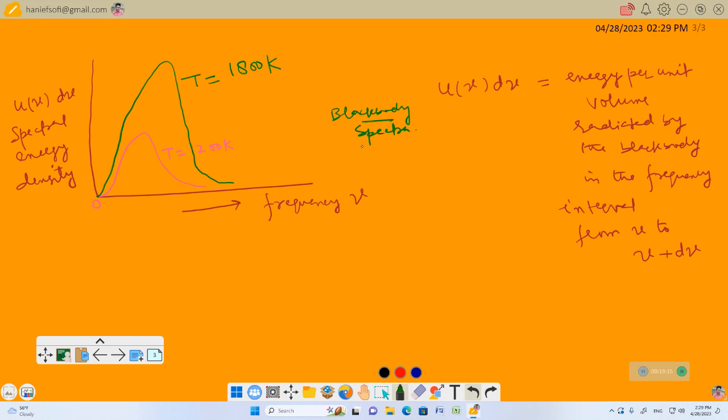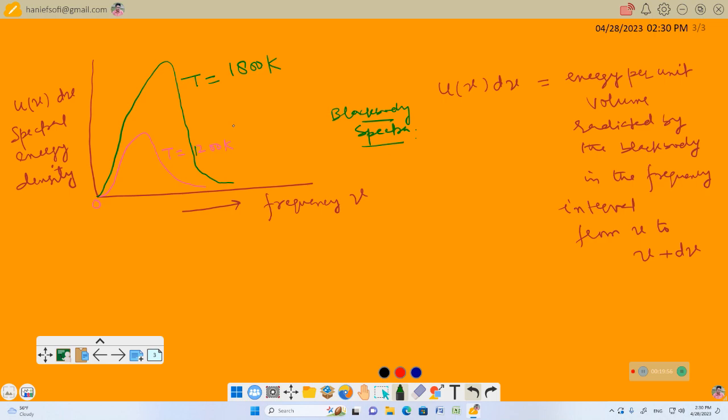Spectra is the plural of spectrum. By that I mean energy is not radiated by this black body at a single frequency. It radiates energy at different frequencies. As you move towards the right, the frequency increases. Now, in the first curve, the black body is kept at a temperature of 1200 Kelvin. And in the second, green curve, the temperature of the black body is 1800 Kelvin.